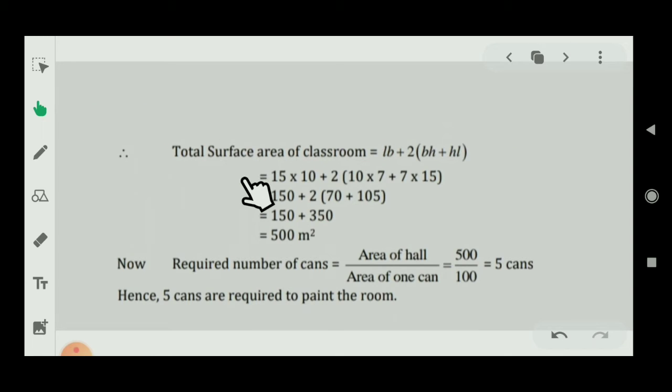Then you have to find out the total surface area of the classroom. The formula is L into B plus 2 bracket BH plus LH. Now student, after putting the values in the formula, the value is 500 meter square.